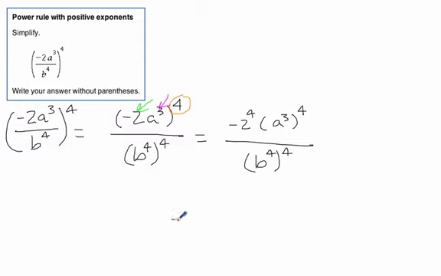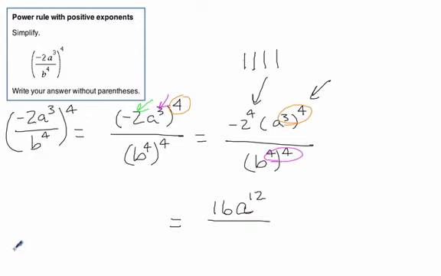We could get our final answer, but we'll keep it in this same form. And now as our last step, we can simplify. Negative 2 to the 4th, that's negative 2 times negative 2, which is 4, positive, times negative 2, which is negative 8, times another negative 2, which is a positive 16. Then, a to the 3rd raised to the 4th, remember, our power rule says we can just multiply these two together, and that becomes a to the 12th. And then also here, our power rule works the same. B to the 4th raised to the 4th means b to the 4 times 4, so that's going to be b to the 16th.